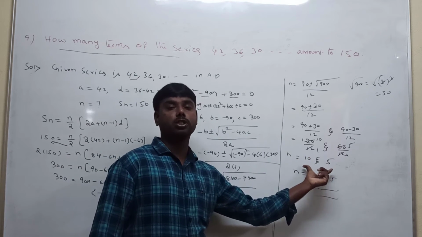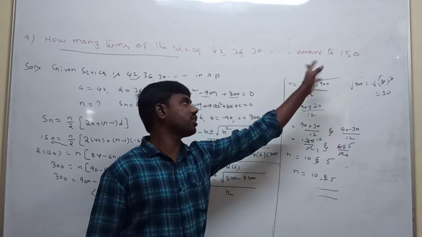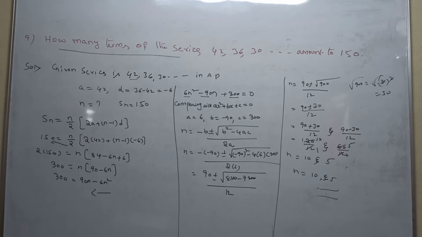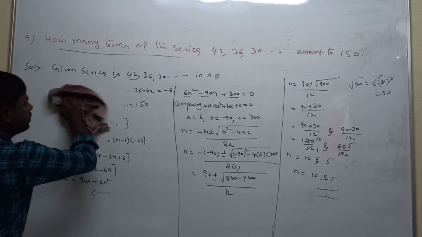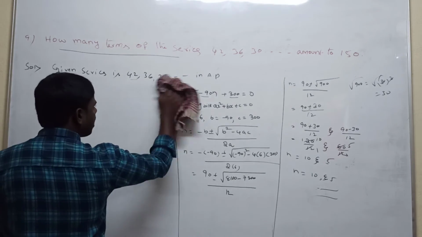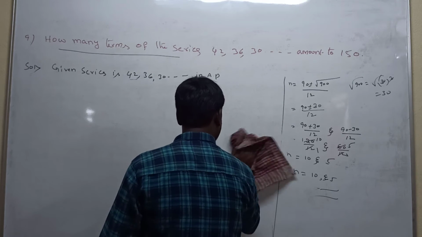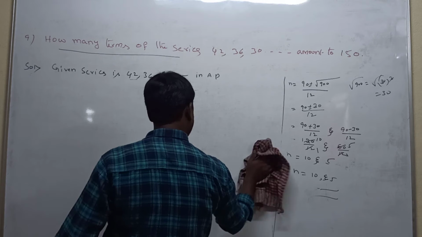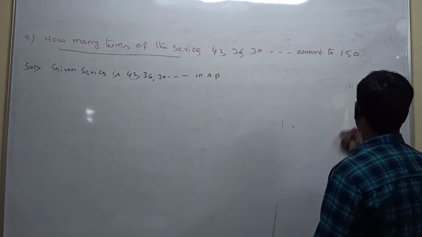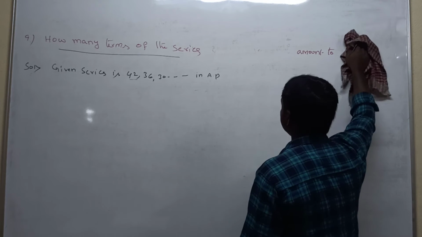Both the values are possible: the sum of the 10th term is 150, the sum of the 5th term is 150. Is it clear? Next, 10th question. So very easy, only applying the sum of nth term of the arithmetic progression. After that, whenever we get the quadratic equation, we can apply the factorization method or else the formula method. I am applying the formula method here.